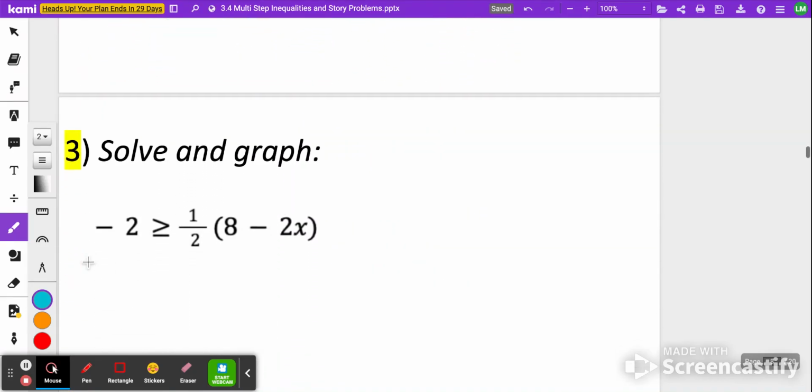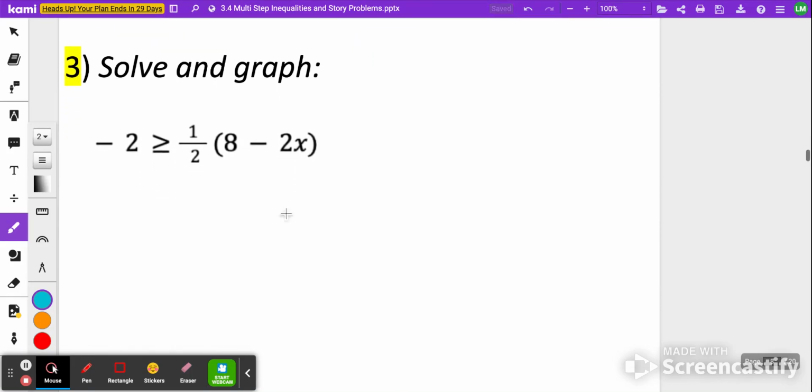How did you do? Here's another one that we're going to try. Yes, we do see a fraction here being distributed, but distributing 1/2 to the number 8 and the negative 2x is actually not that bad. Go ahead and pause the video here, try this one on your own, and when you're ready to check it, click play. All right, so we're going to distribute first.